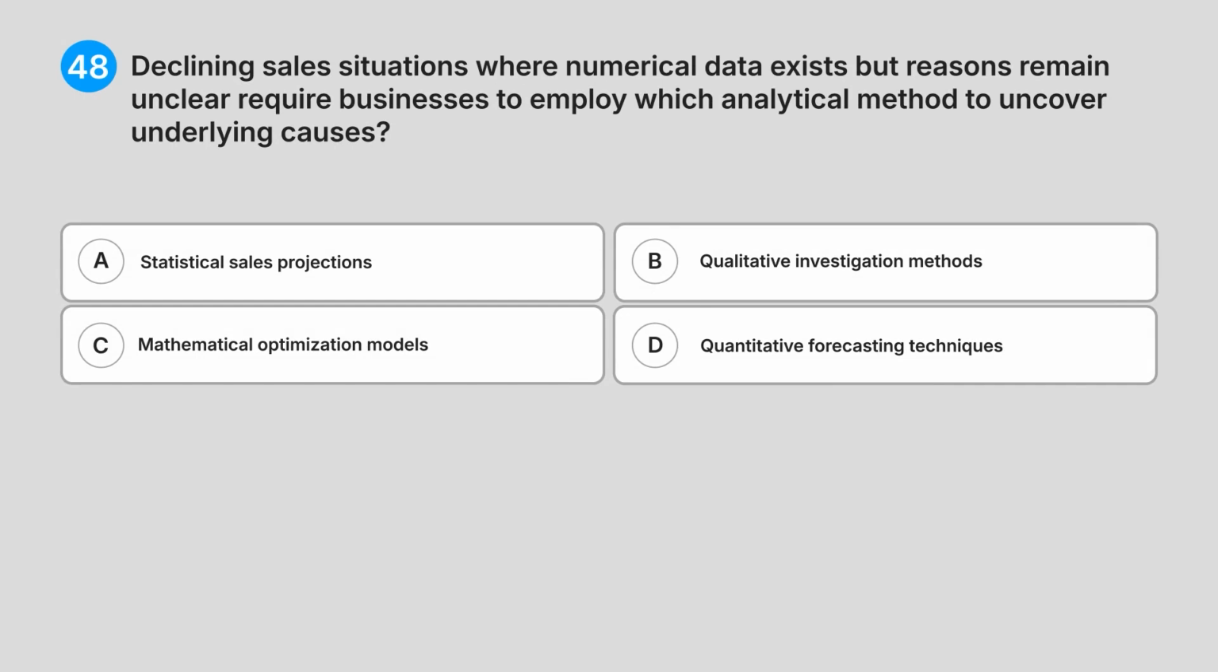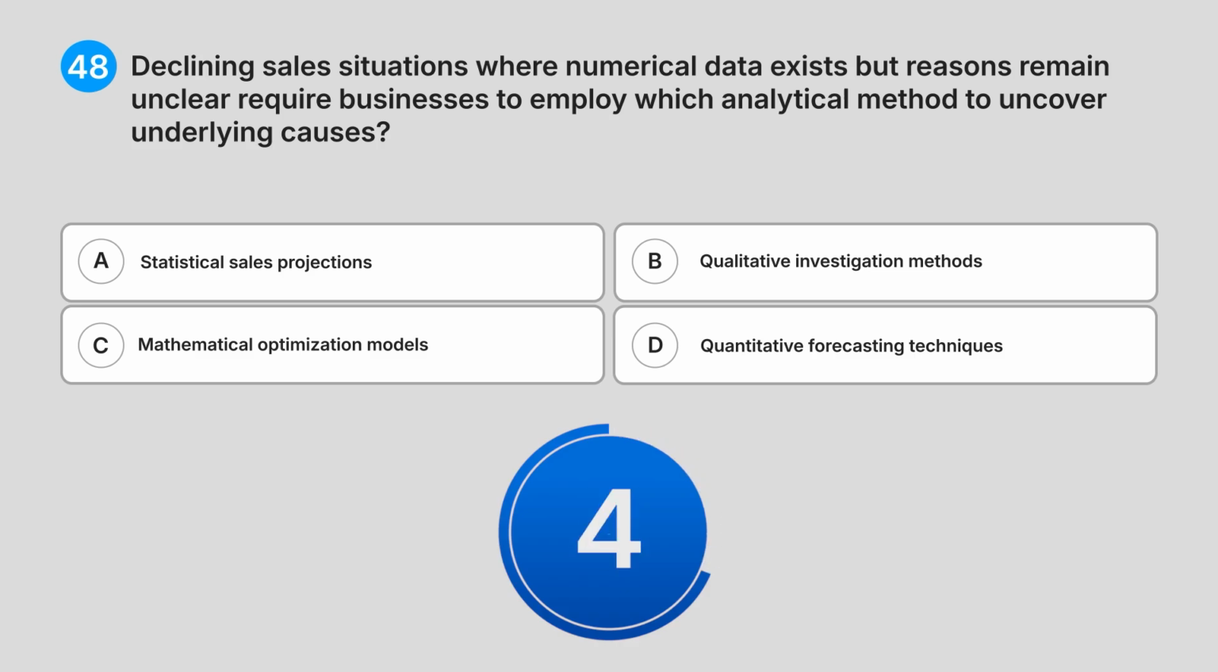48. Declining sales situations where numerical data exists but reasons remain unclear require businesses to employ which analytical method to uncover underlying causes? A. Statistical sales projections. B. Qualitative investigation methods. C. Mathematical optimization models. D. Quantitative forecasting techniques. Do you know the answer?